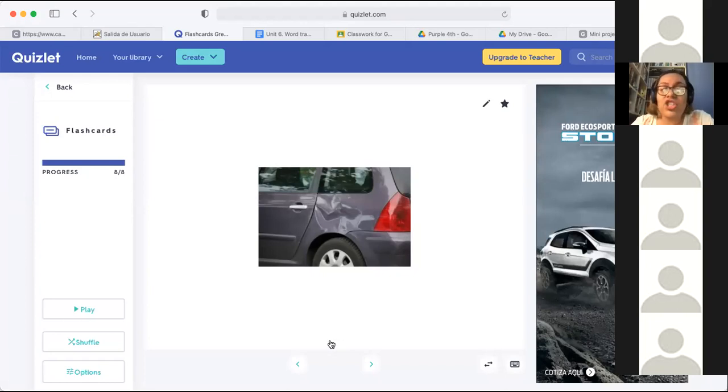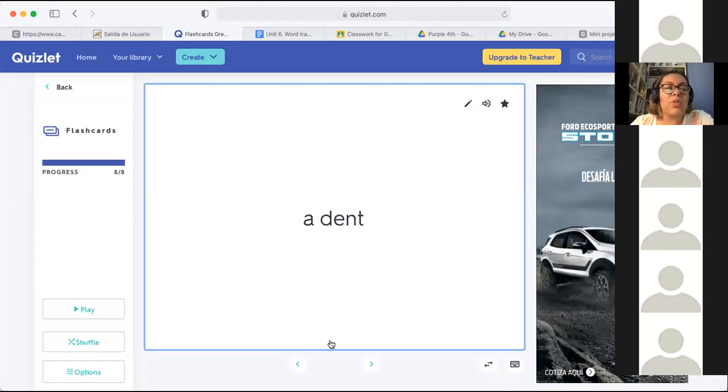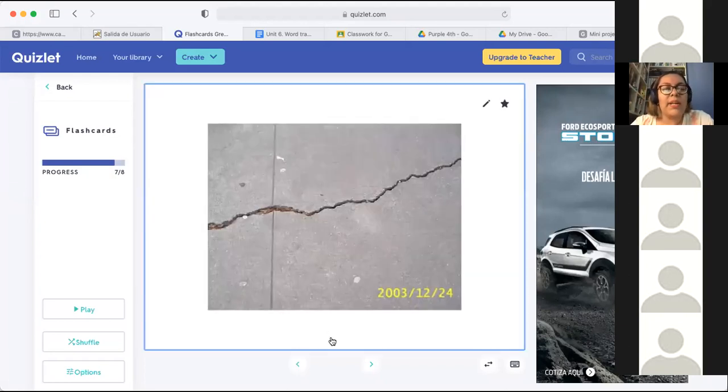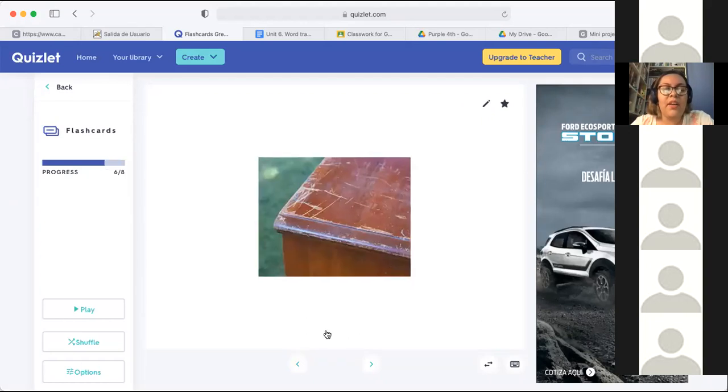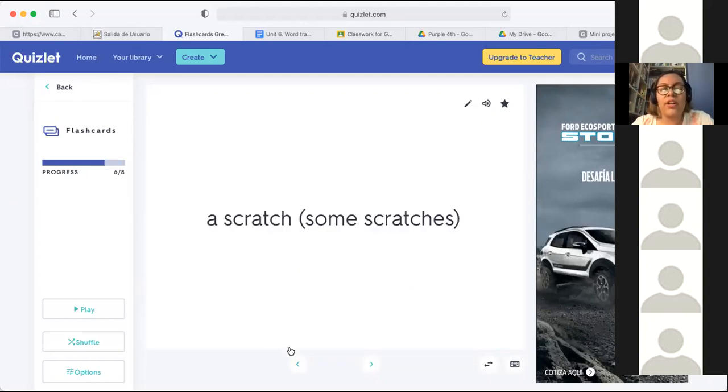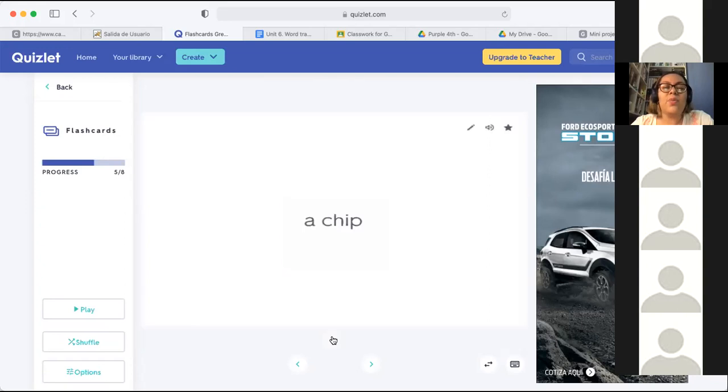So yeah, let's check them again super fast. So this one would be a dent. This one is a crack. This one is a scratch, or it could be plural as well. This one is a chip.